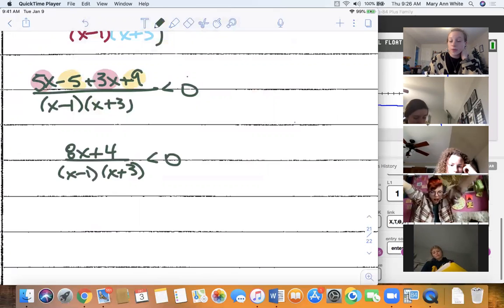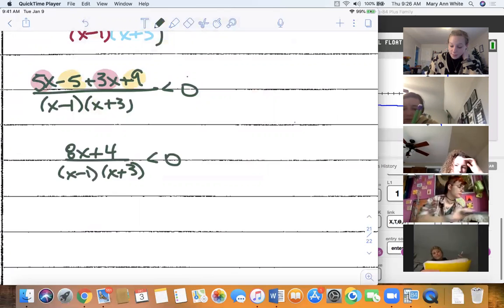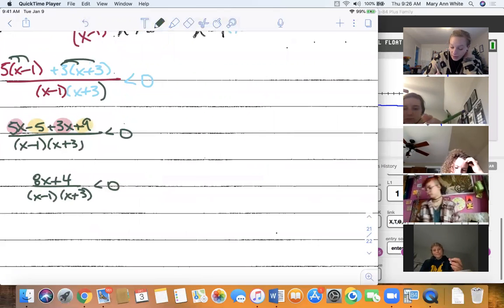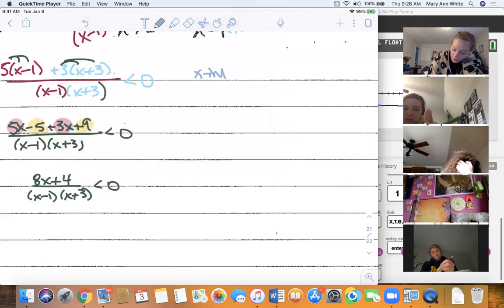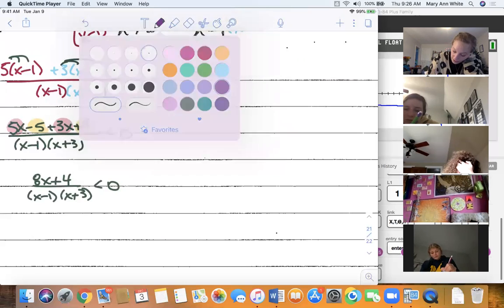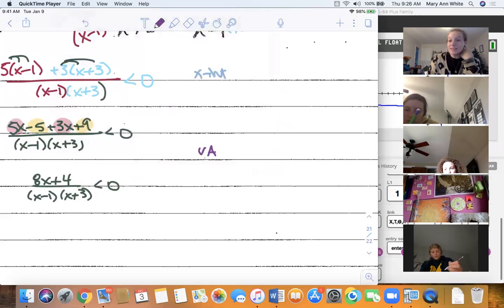All right, so the reason I did not distribute or FOIL the denominator is because, like we did on the last problem, I want to find my x-intercept, which comes from my numerator, and I want to find my vertical asymptote, which comes from my denominator. If my denominator was FOILed out, I'd have to factor it back, which is just an extra step. So I don't want to do that. I'm going to keep it in this form.